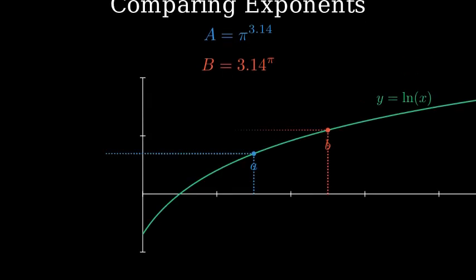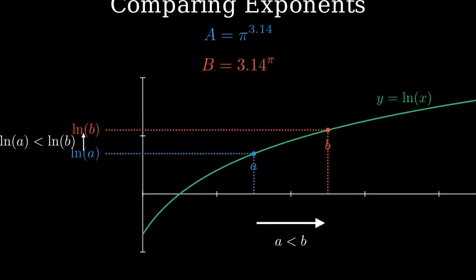The key insight is to use the natural logarithm, or ln, to compare these expressions. The natural logarithm is monotonically increasing, which means that if a is greater than b, then ln of a is greater than ln of b. This property allows us to compare the logarithms instead of the original expressions. Let's start by taking the natural logarithm of both expressions.